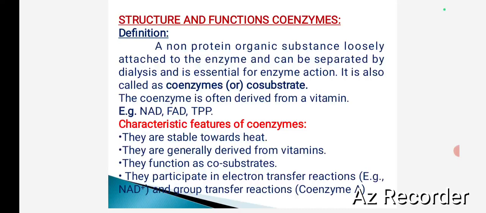Characteristic features of coenzymes: they are stable towards heat. They are generally derived from vitamins. They function as co-substrates. They participate in electron transfer reactions, for example NAD+, and group transfer reactions, for example coenzyme A.